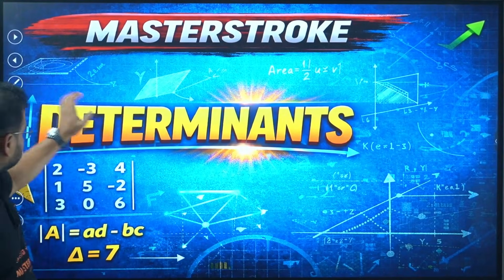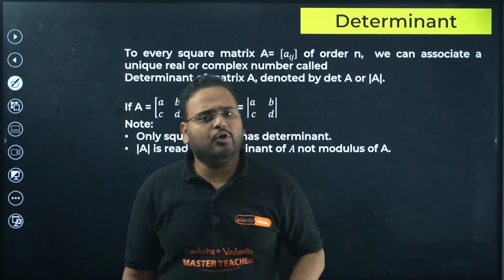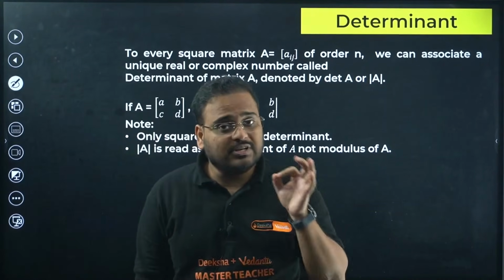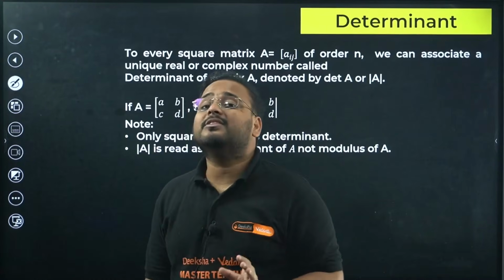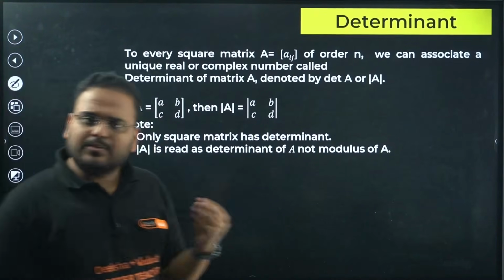Yes sir, the determinant chapter. So first of all, what is a determinant? We all know that very well. Determinant is a scalar value associated with a square matrix. So we have learned in the previous class what a matrix is, right?